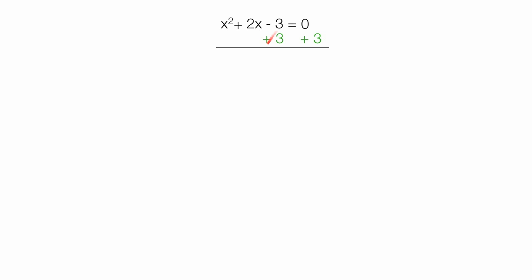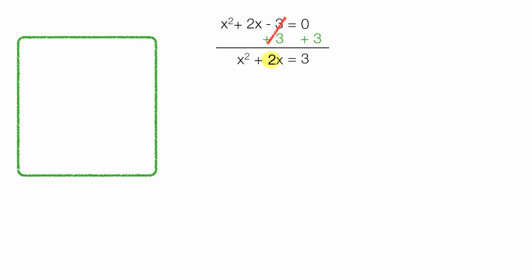Those two 3's cancel out, of course. So I have x squared plus 2x is equal to 3. My focus becomes the 2 in front of that x.